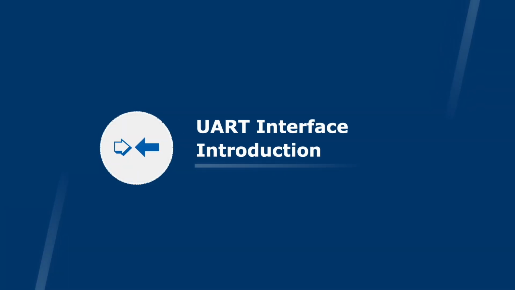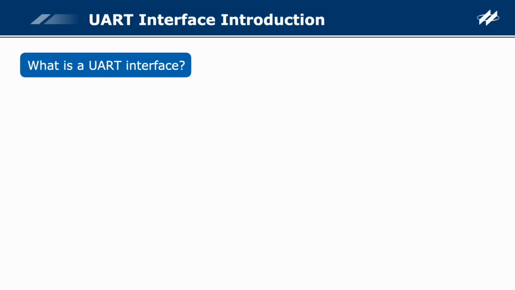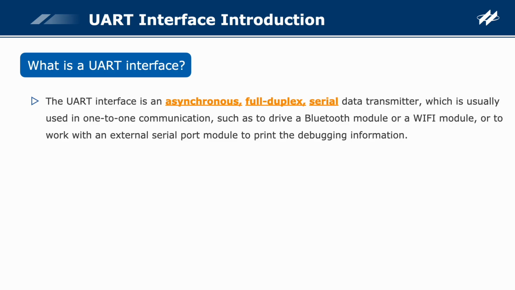UART interface introduction. What is a UART interface? The UART interface is an asynchronous, full duplex, serial data transmitter, which is usually used in one-to-one communication, such as to drive a Bluetooth module or a Wi-Fi module, or to work with an external serial port module to print the debugging information. For more details, please refer to the HT8 MCU UART application note on Holtek's official website.